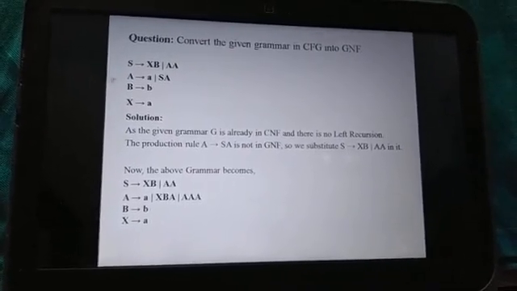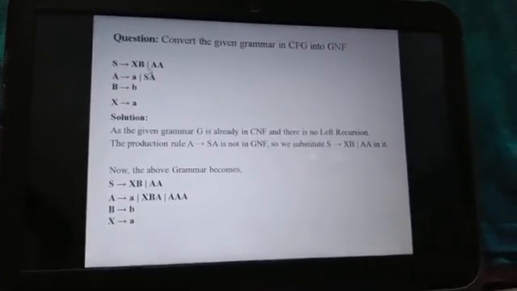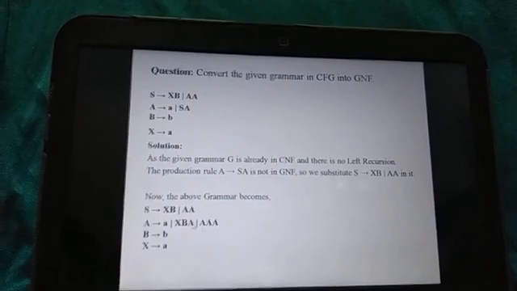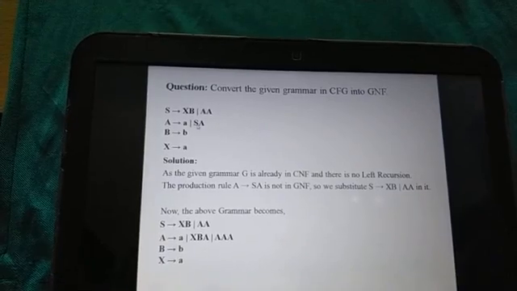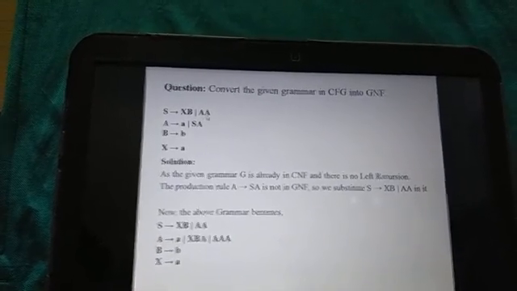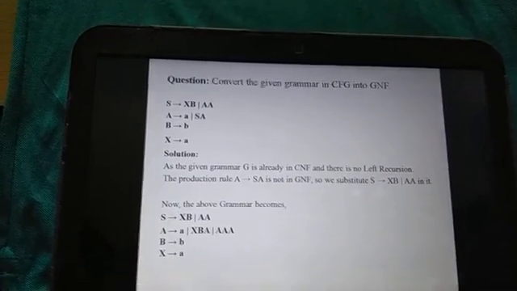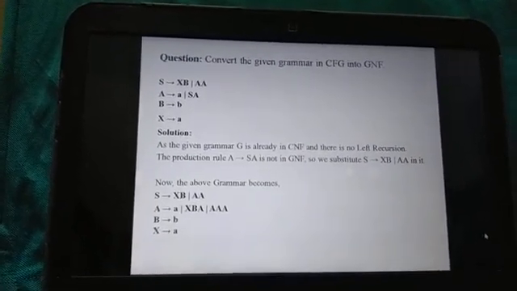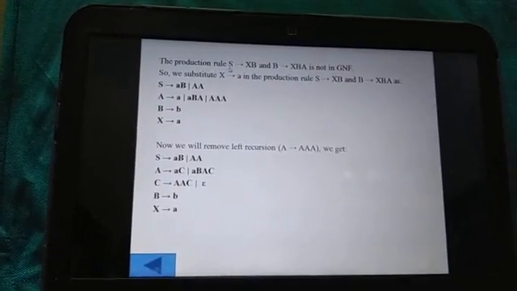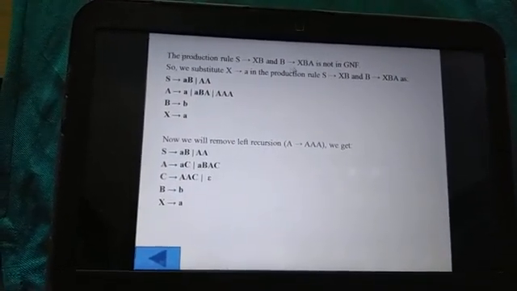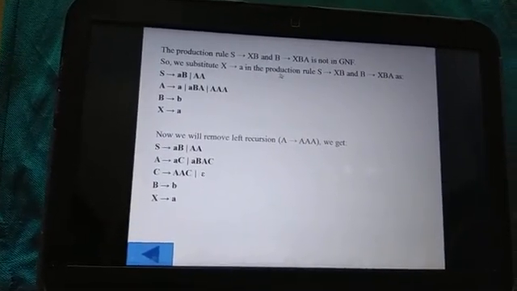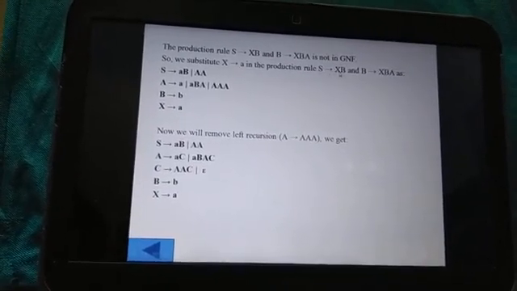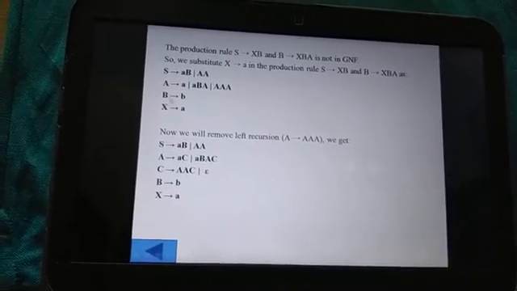So we substitute S produces HB and H produces AA in it. So now the grammar will become this, as we substitute this S by HB and we substitute this S by AA. So the above grammar will convert to this form. Now the production rules S produces HB and B produces HBA are not in Greibach normal form. So we substitute H produces A in the production rules H produces HB and B produces HBA as this.